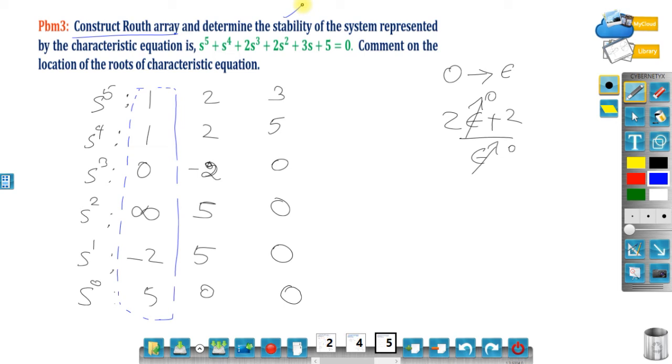Okay, so what is the Routh array criterion? Just examine the first column of the newly constructed Routh array. If the first column of the Routh array is full of positive entries, the system is stable. If it has at least one negative entry, the system is unstable. Right? So just give a look at the first column of our Routh array. The entries are 1, 1, 0, infinity, minus 2 and 5. There is one negative entry.